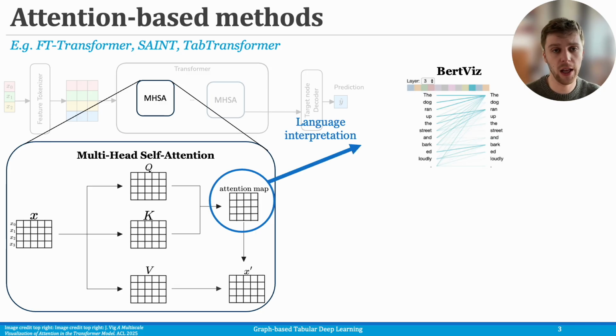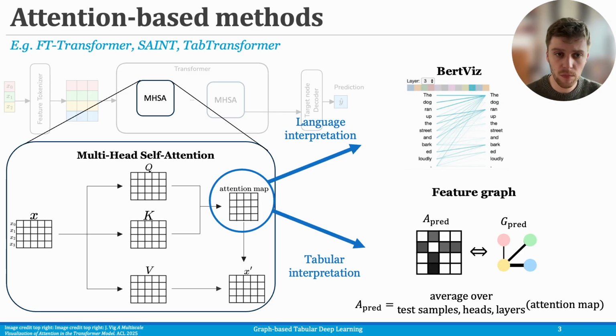This has been done in language, for example, with Birdfish, where you visualize how words attend to each other. You could also do this in a tabular setting, because if you average the attention map over all the test samples, heads, and layers, you obtain something that should represent something like the adjacency matrix.